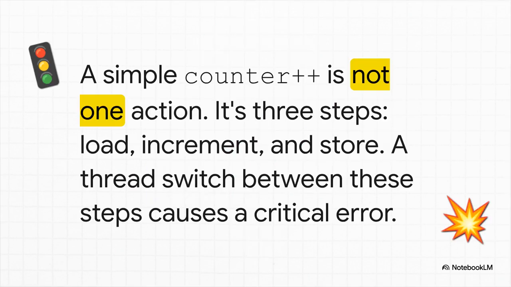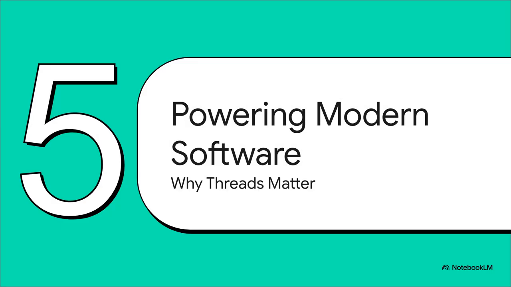The reason this happens is because a simple line of code like counter++, which just means add 1 to the counter, isn't one single unbreakable action to the CPU. It's actually 3 separate tiny steps. First, the CPU loads the current value of the counter from memory. Second, it adds 1 to it. Third, it stores that new value back into memory. The race condition happens when the operating system switches threads in between these tiny steps. One thread can load the value, get paused, and then another thread can load that same old value, creating a critical error. Now, don't worry. Programmers have developed all sorts of tools like locks and mutexes to prevent these race conditions.